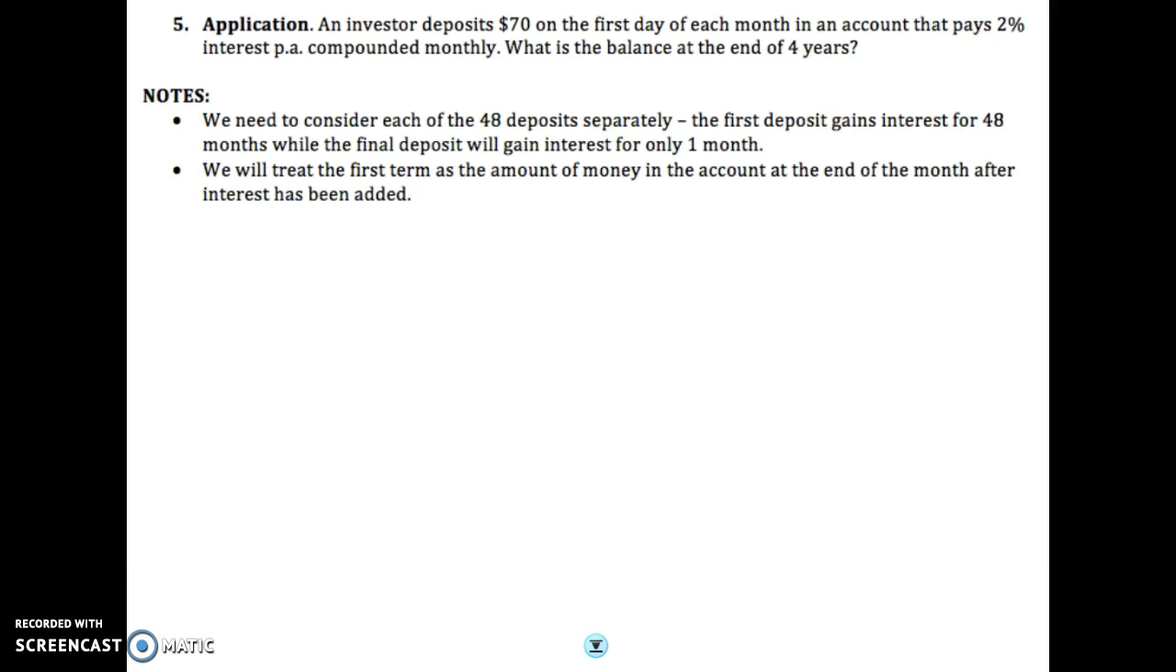So for example, the $70 that he deposits on that first month is going to collect interest, and that interest is 2% per annum, but it's compounded monthly. So he's going to actually collect interest 48 times across the course of this 4-year investment.